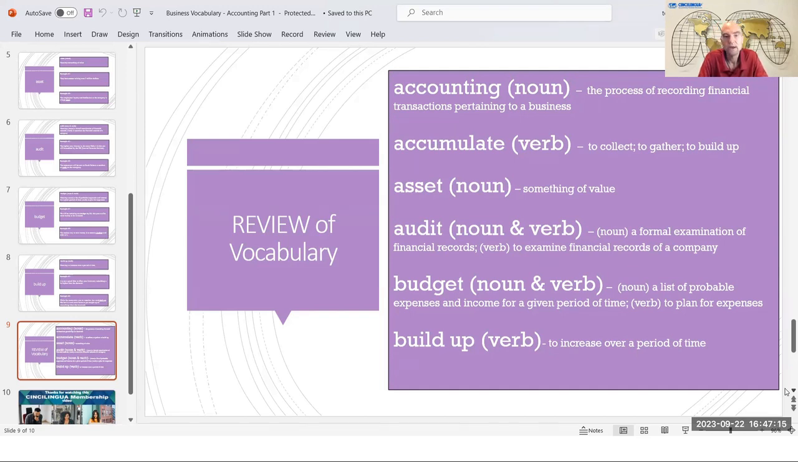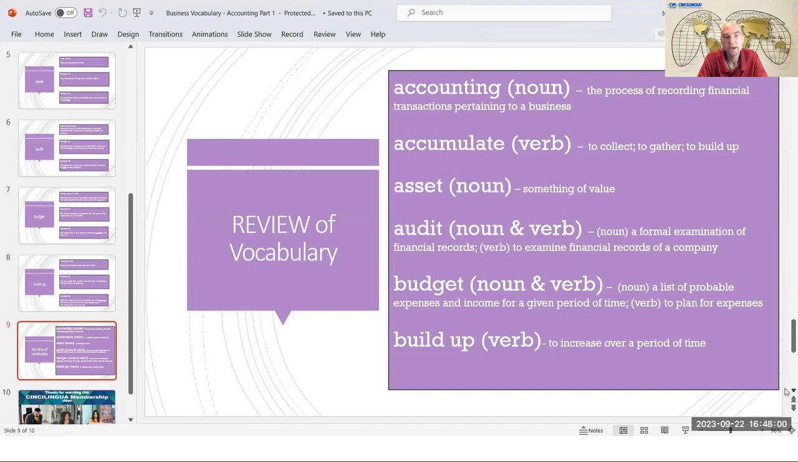Okay, and then we have budget. It can also be used as a noun or a verb. Okay, budget as a noun refers to a list of probable expenses and income or revenue for a given period of time. When it's a verb, it means to plan for expenses in the future. Okay, so you always want to budget for expenses that may come in the future.